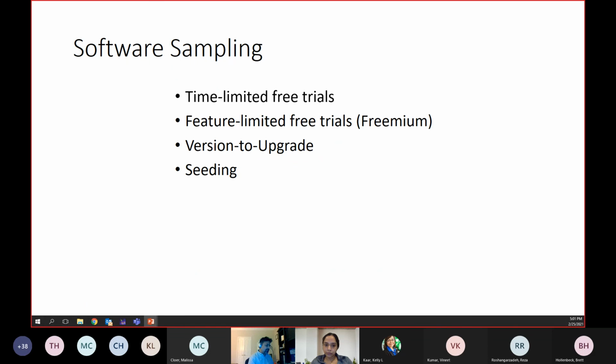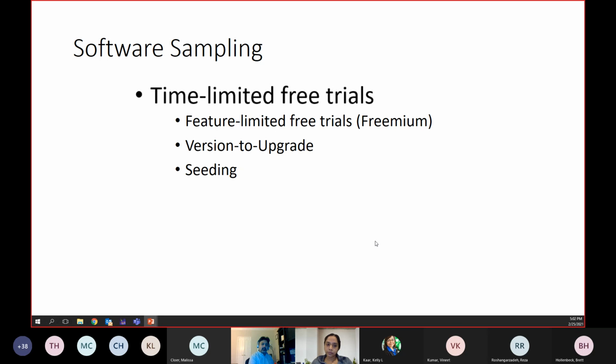Software sampling has many strategies involved. You can use time-limited trials, which is considered in this paper. And there are other things like freemiums, version upgrades, seeding, and so on. This paper is in the area of time-limited free trials. This area is very important because it's one of the most common forms of software sampling. This is what you most often see: time-limited trials, like 7-day, 14-day, or 30-day trials.